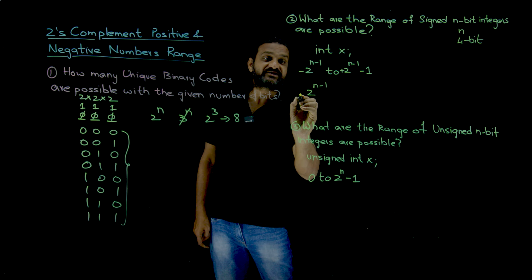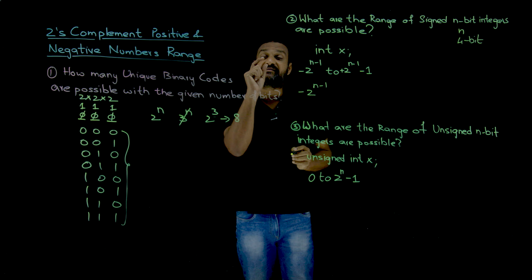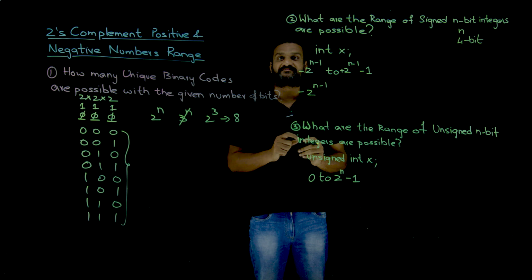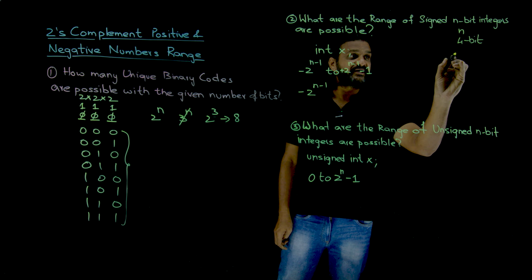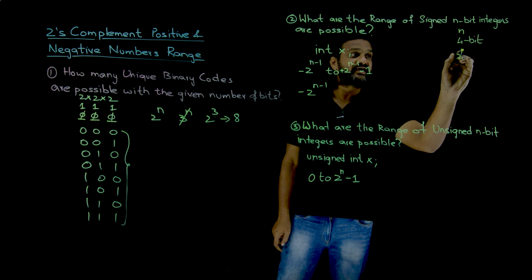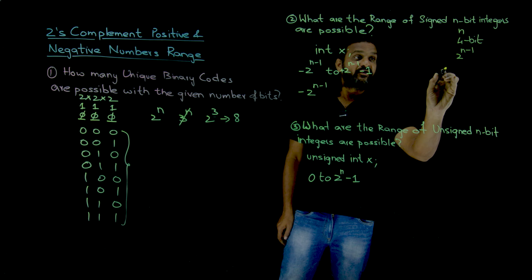So the range of negative numbers is minus 2 power n minus 1. So 2 power n minus 1. Why have we taken this? Understanding this is very, very important. As we are having 4 bits, why have we taken minus 2 power n minus 1? It is 1 bit.